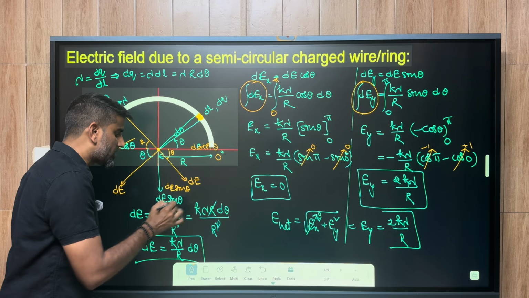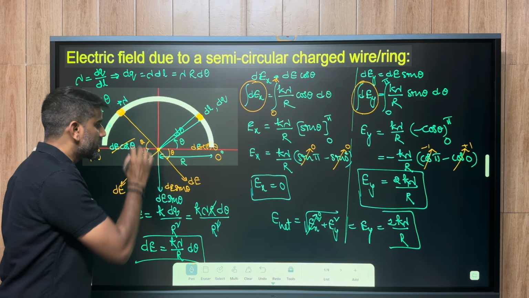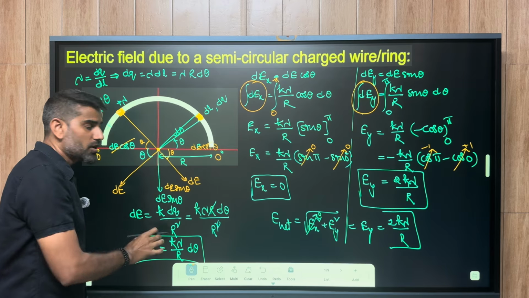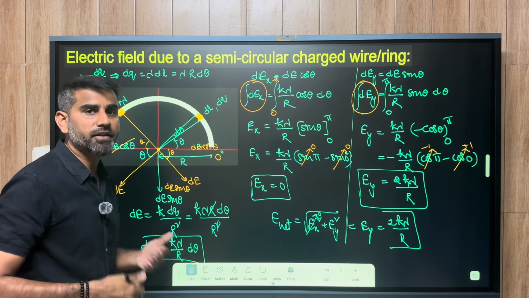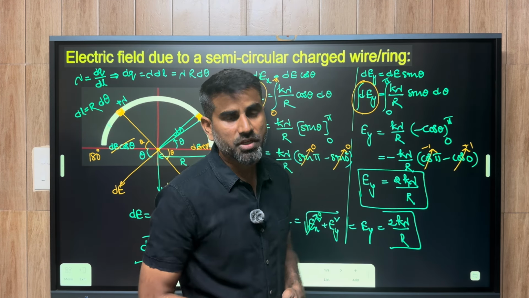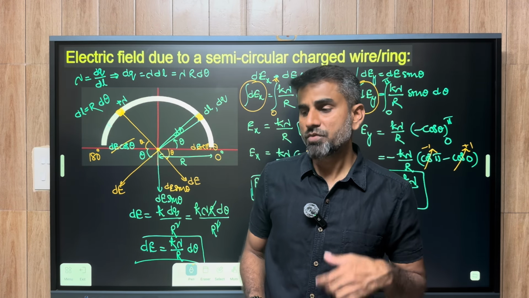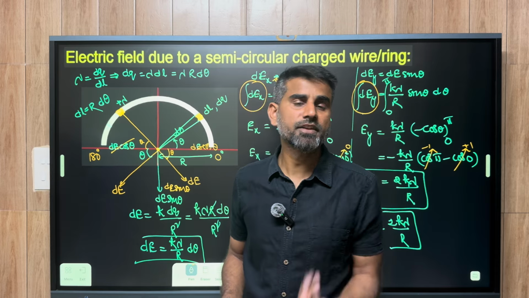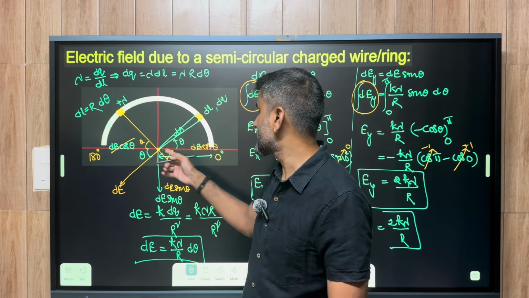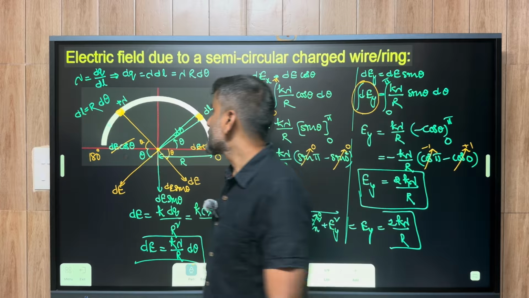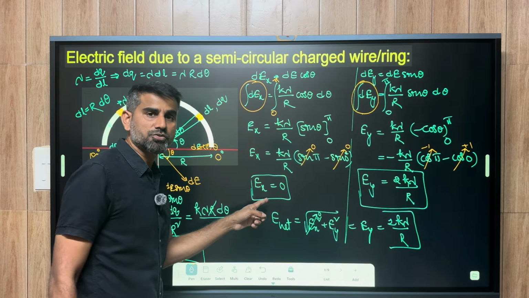When it comes to the y components, if you take any of the elements, all the dE components will come to this direction, so they are adding up, giving the net electric field in the y direction, which is also considered as the net electric field at the center of the semicircular charged wire. By using this symmetry only, we have drawn this conclusion.